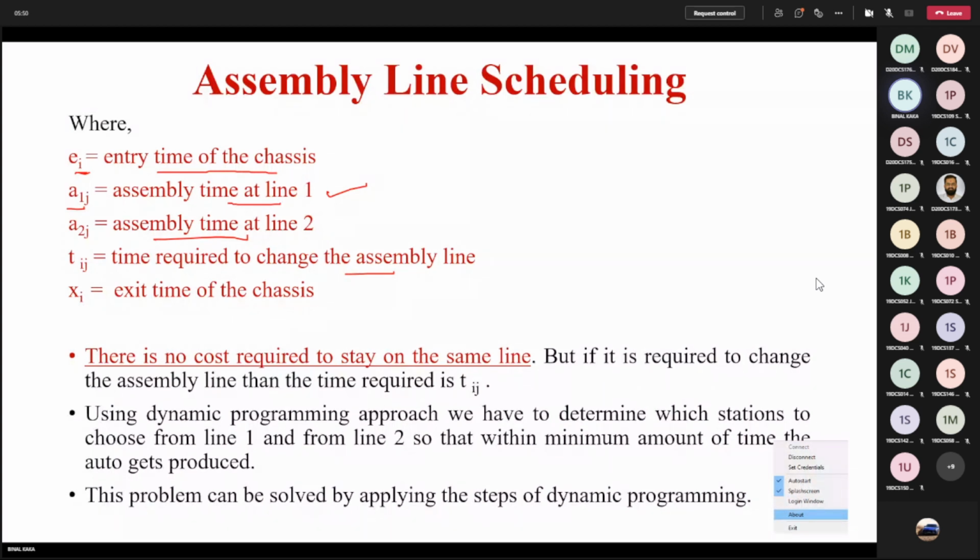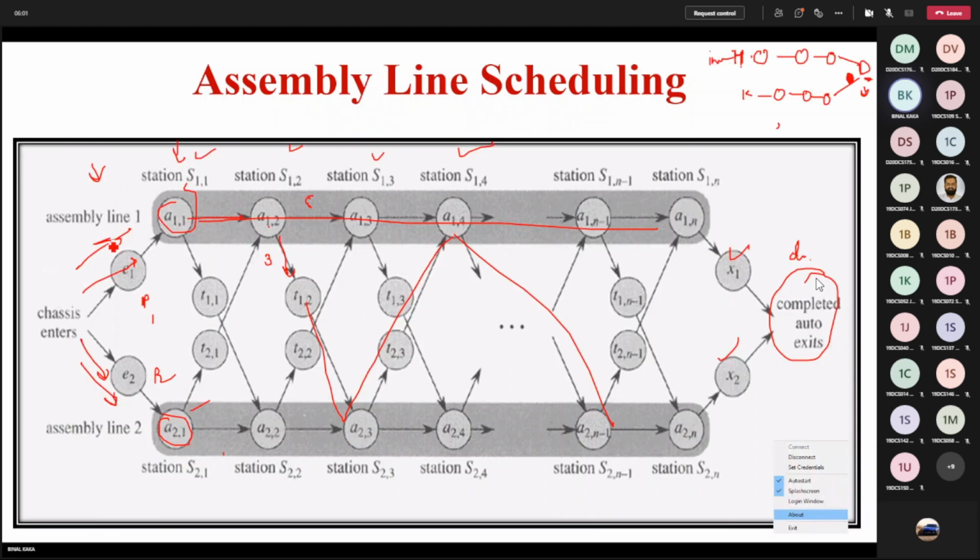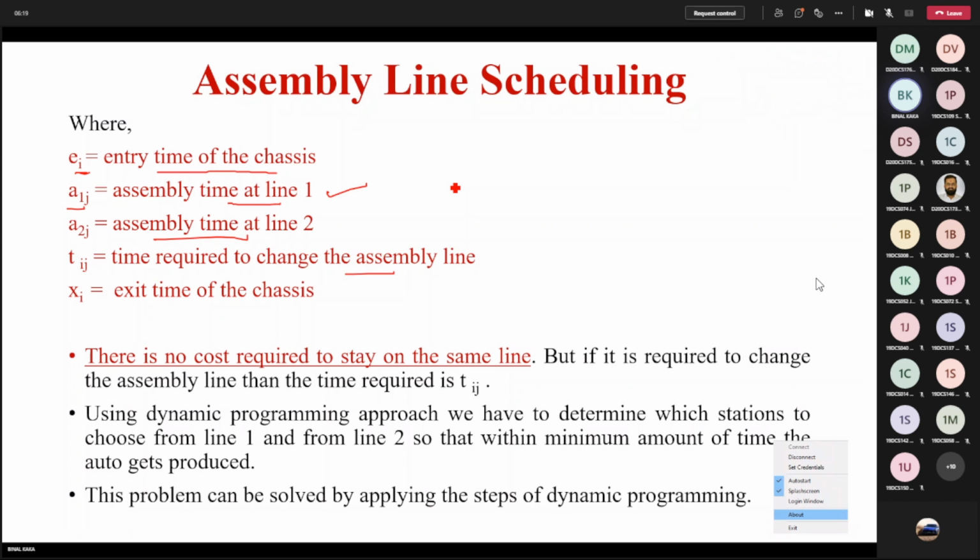Okay, so there is no cost required to stay on the same line, but if it is required to change the assembly line, then the time required is Tij. So what is the meaning of that? If I'm traveling on the same line, if I'm choosing Hyderabad only and not changing my location, then in a straight line there is no Tij, no time charge. But if I change my path, there is a charge of Tij. Whenever I'm changing my assembly line, whenever I'm changing my path, that time will be required, which is Tij.